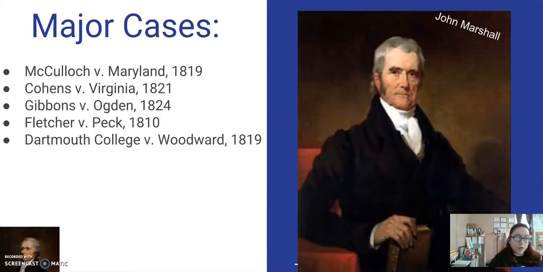And Dartmouth College has to do with contracts. All right, state legislatures can't overturn contracts that have to do with federal issues, and they can't overturn contracts that have to do with interstate issues. So, but at the end of the day, the deal with the John Marshall Court is loose constructionism.